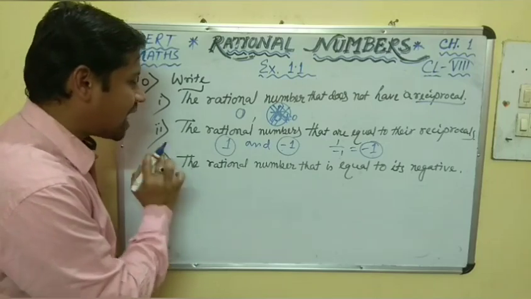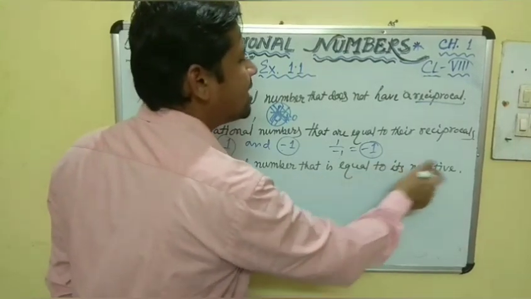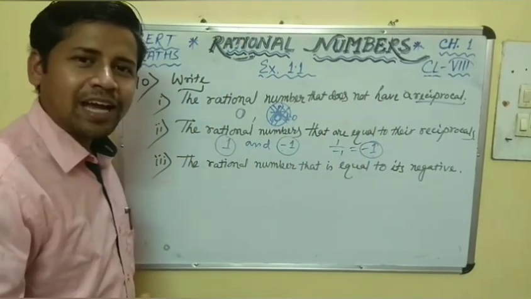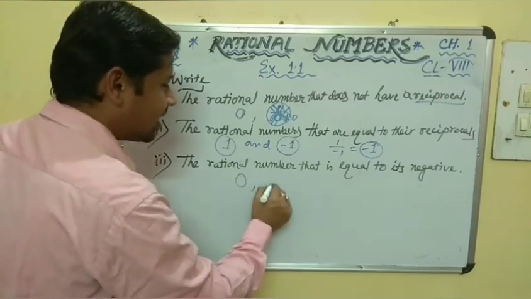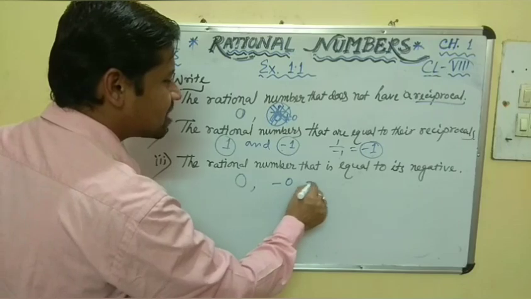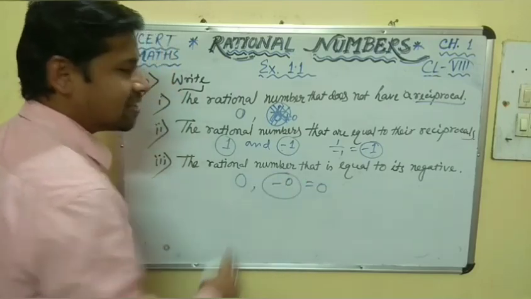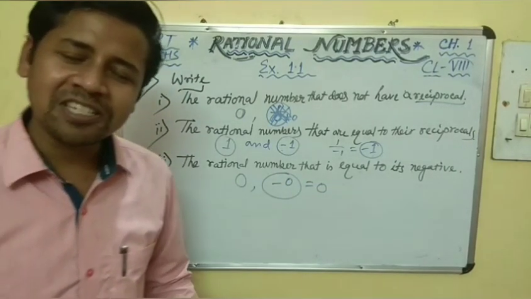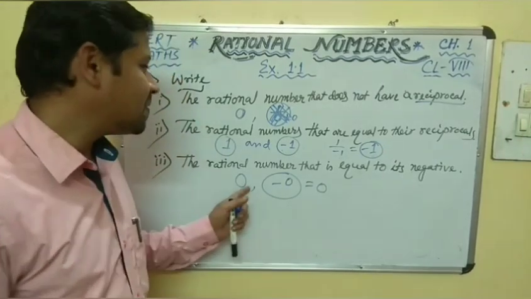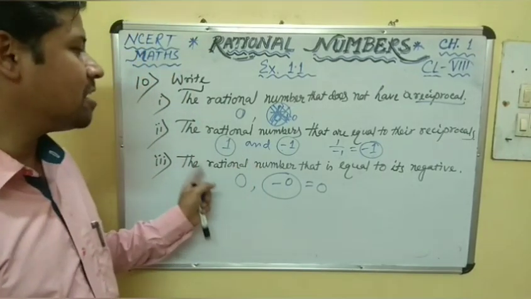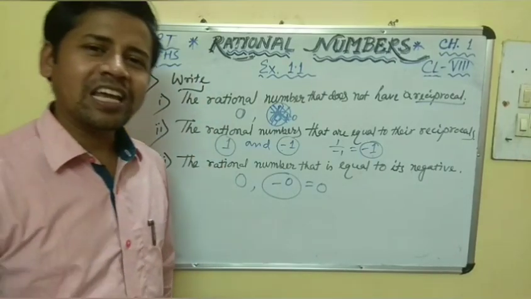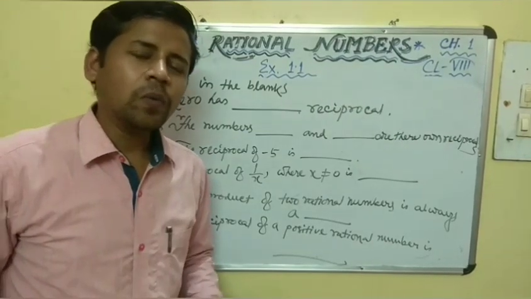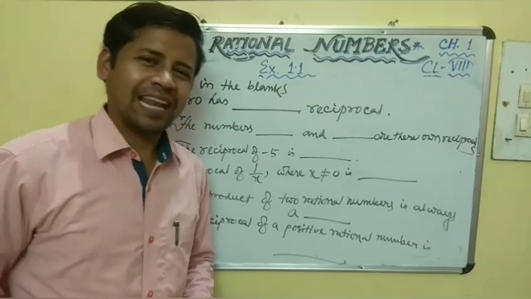Next, the question is the rational number that is equal to its negative. We know that 0 is the number, because we can write -0 is equal to 0. 0 is neither negative nor positive. So 0 is the rational number that is equal to its negative. I think this is clear to all of you. So now we are going to solve question number 11.